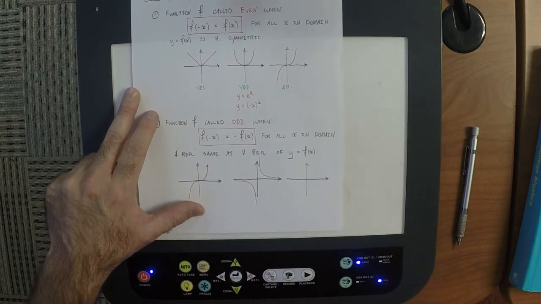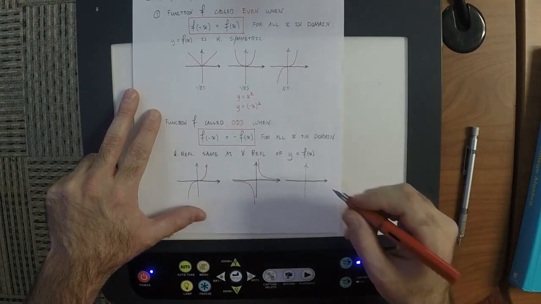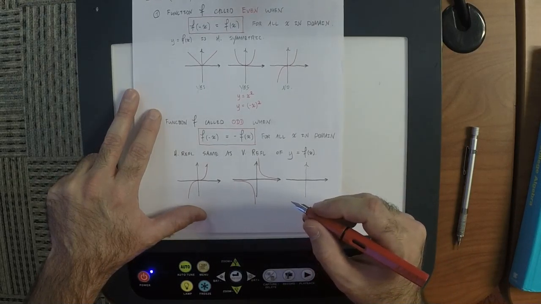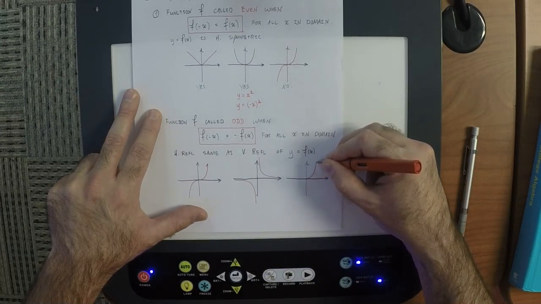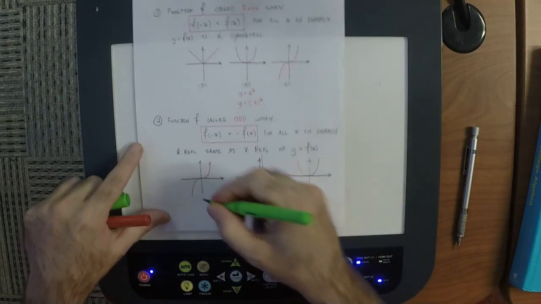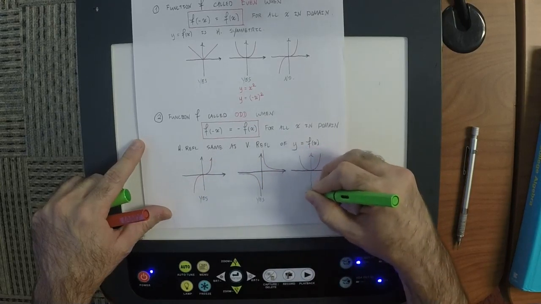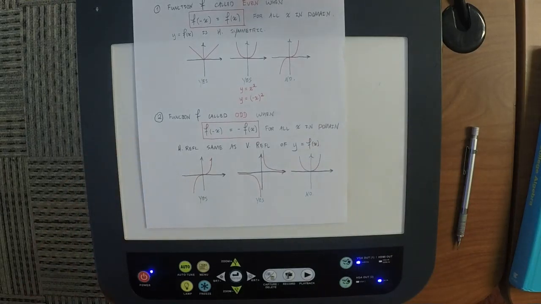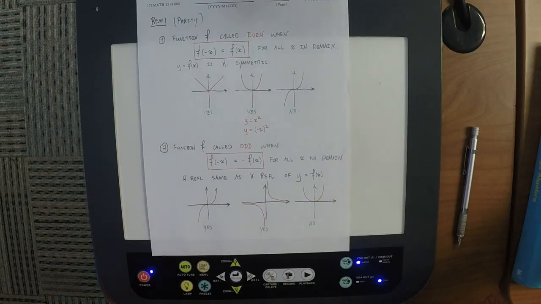Can someone give us a function that's not odd? X squared, yeah. Okay, now, so that means that, yes, this one is odd. Yes, this one is odd. And no, this one is not odd. Now, I want to warn you a little bit about this: functions can be even, functions can be odd, and functions can be neither one of these.